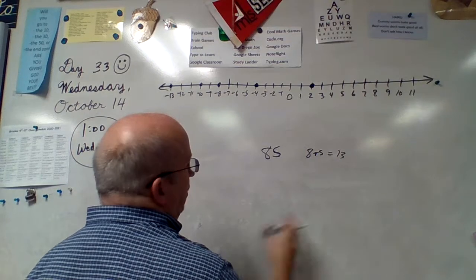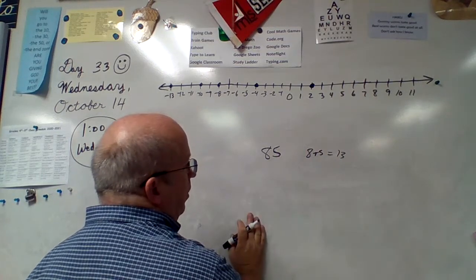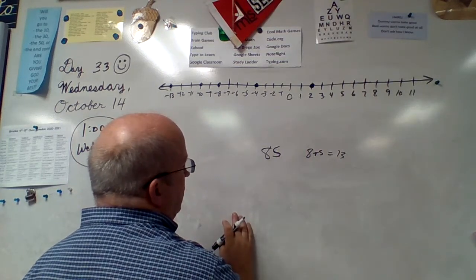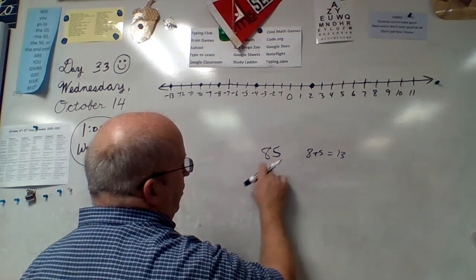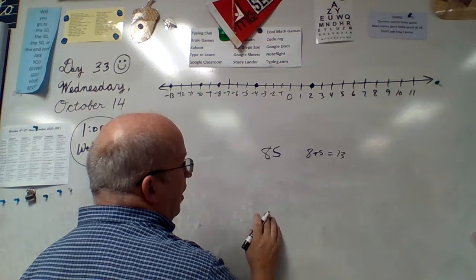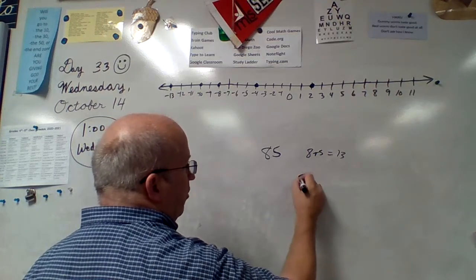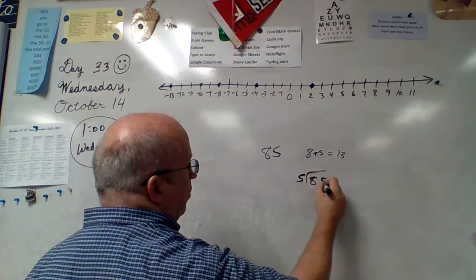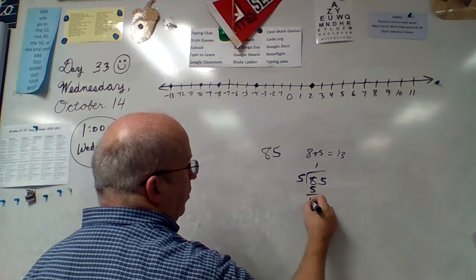13 is not divisible by 3, so therefore this number is not divisible by 3. Is it divisible by 4? No. If it's divisible by 4, it wouldn't end in a 5. How about, is it divisible by 5? Yes, it is. How many times does 5 go into 85? I don't know, but let's work it out here.